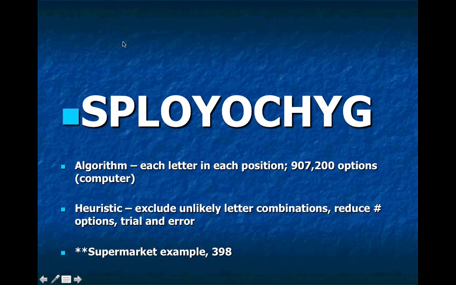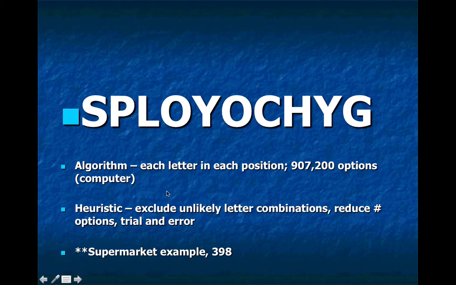This is an example of using an algorithm versus a heuristic. If you look at this anagram, oftentimes if you try and figure out what the word is and unscramble it, you will use a heuristic. You'll exclude unlikely letter combinations, you reduce the number of options, and by trial and error, you may figure out what the word is. If you were to use an algorithm, each letter in each position, you would find that 907,200 options, you would stumble across the right answer. If you haven't figured it out by now, it is psychology.